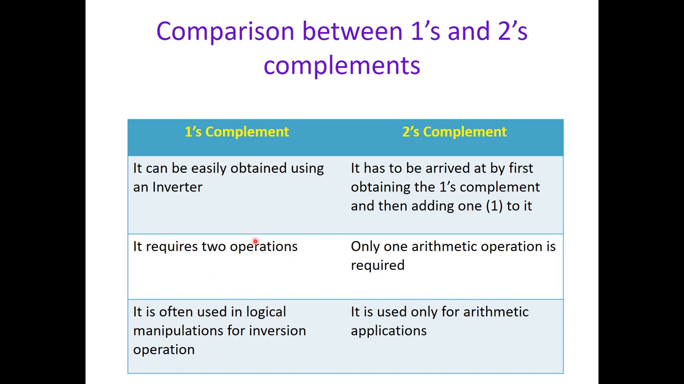1's complement requires 2 operations, whereas 2's complement method just requires 1 operation. And 1's complement is usually used in logical manipulations, and 2's complement is the most used method, used more for arithmetic applications. So whenever you have an arithmetic application, you will always prefer the 2's complement method.